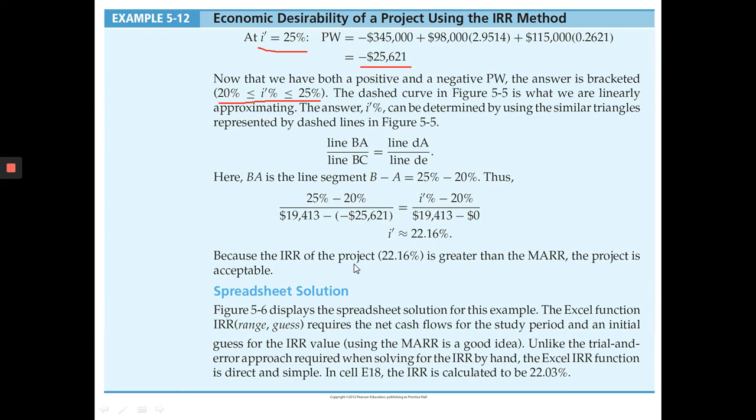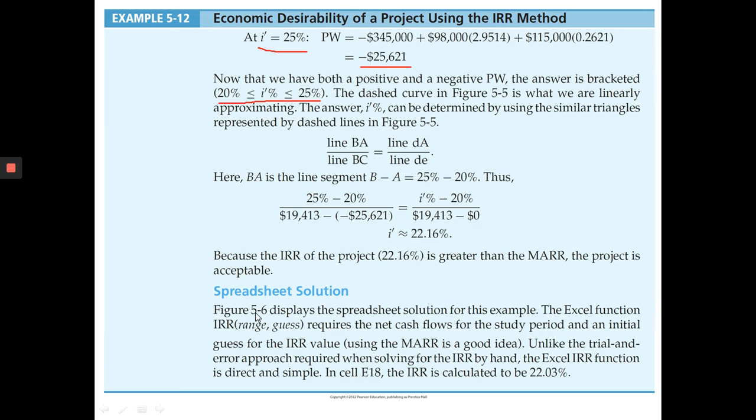Because the IRR of the project, which is 22.16%, is greater than MAR, and remember, MAR was 20%, we say that the project is acceptable. And this was the hand solution by using the interpolation method. Now we do a spreadsheet solution.